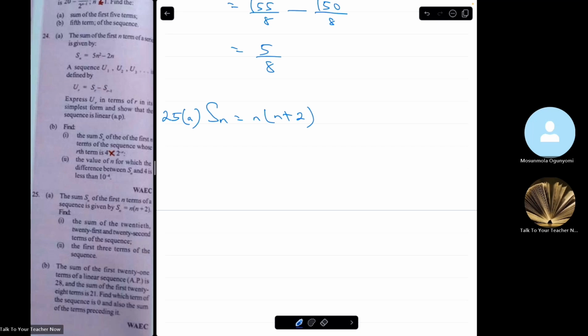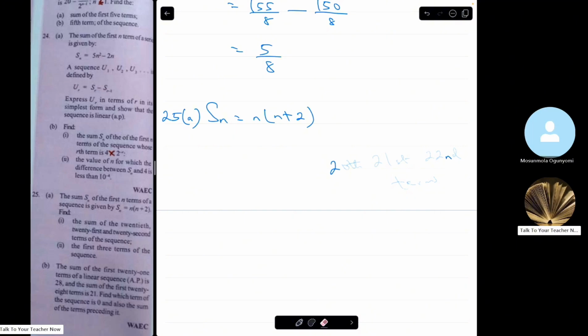Find the sum of the 20th, 21st, 22nd terms of the sequence. The sum of the 20th, 21st, and 22nd what? Terms, not term. Terms, beautiful.